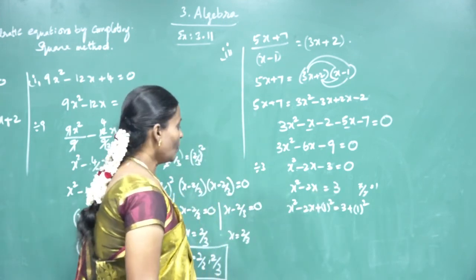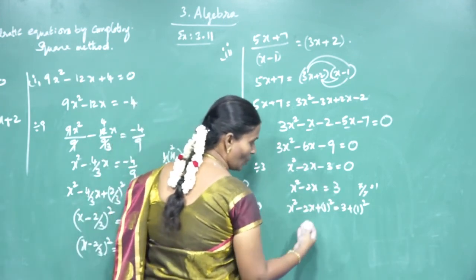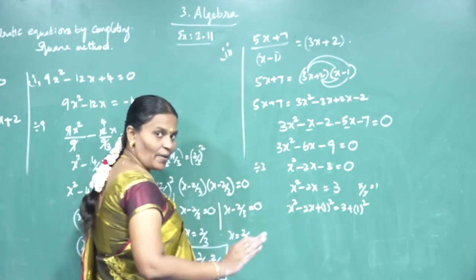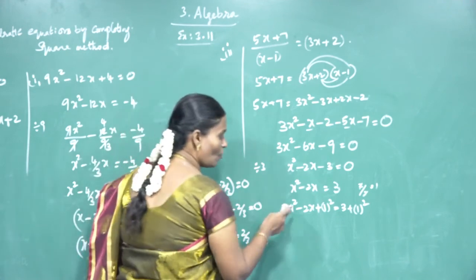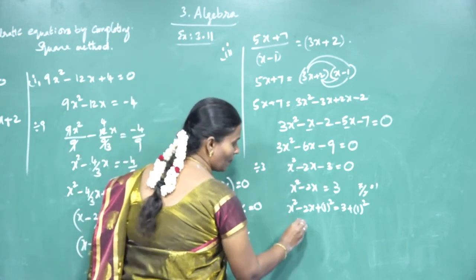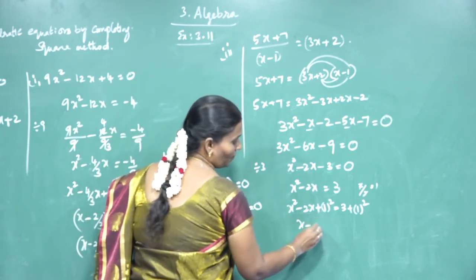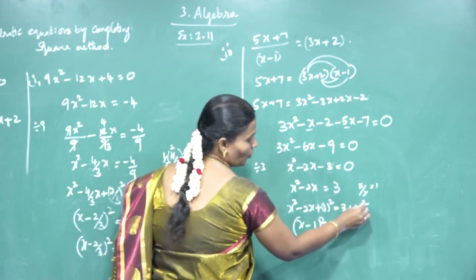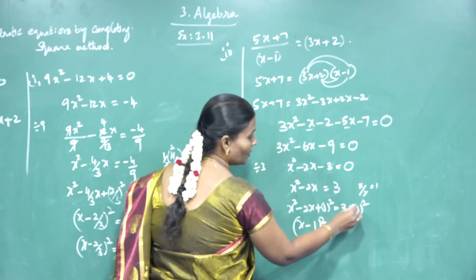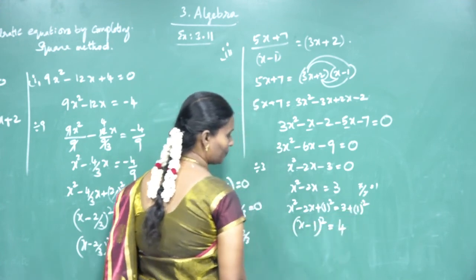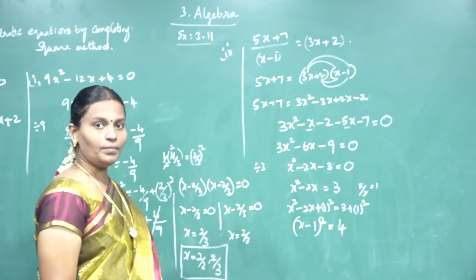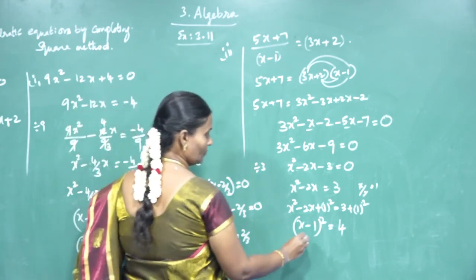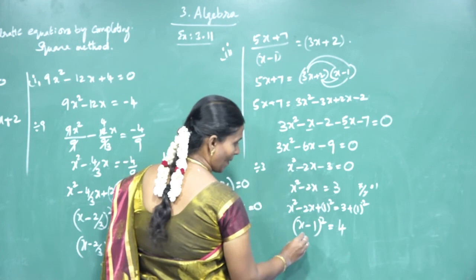Now see, this is in the form of a square minus 2ab plus b square, isn't it? So you have to write it as a completing square. What is the completing square? You know already, a square minus 2ab plus b square means a minus b the whole square. So here what is a? a is x. What is b here? 1. So x minus 1 the whole square is equal to 1 square, which means 1. Isn't it? So 3 plus 1 is 4. Understand, children? Okay.